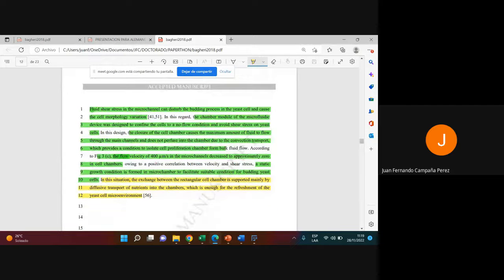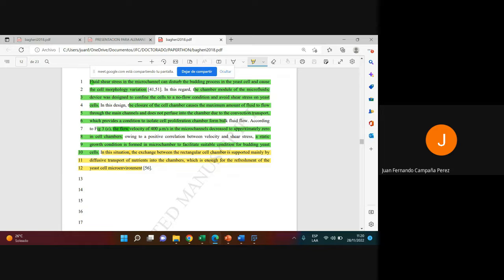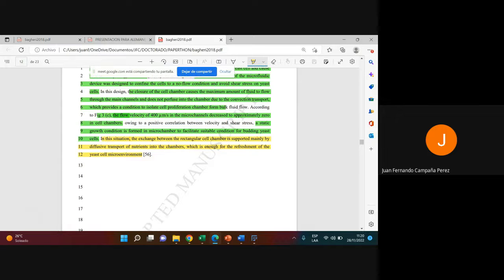And the fluid shear stress in the microchannel can disturb the budding process in the yeast cells and cause cell morphology variation. The chamber model of this microfluidic device was designed to confine the cells to a no-flow condition and avoid this shear stress on the yeast cells. The closure of this cell chamber causes the maximum amount of fluid to flow through the main channels and not perfuse into the chamber due to convection transport, which provides a condition to isolate the cell's proliferation chamber from bulk fluid flow.